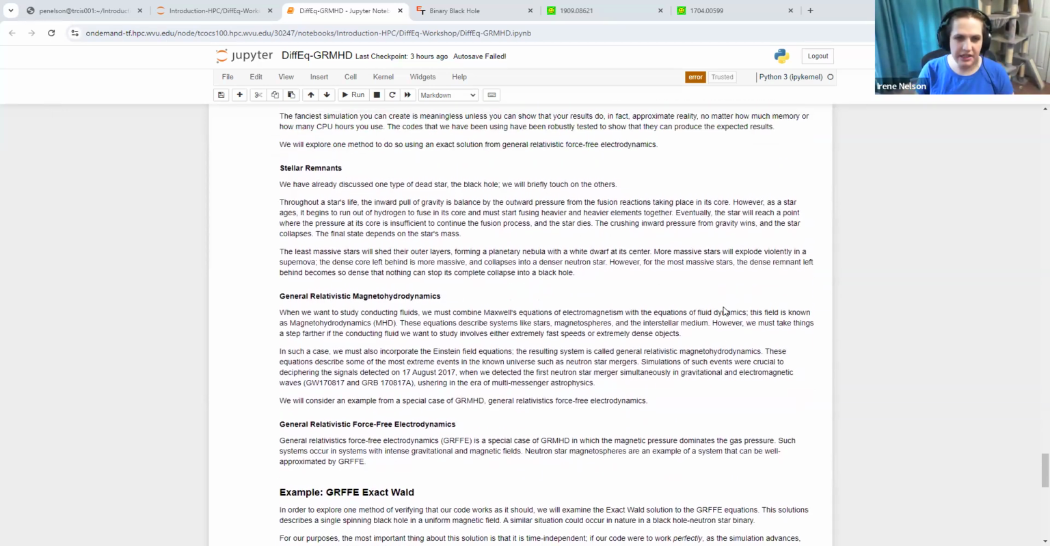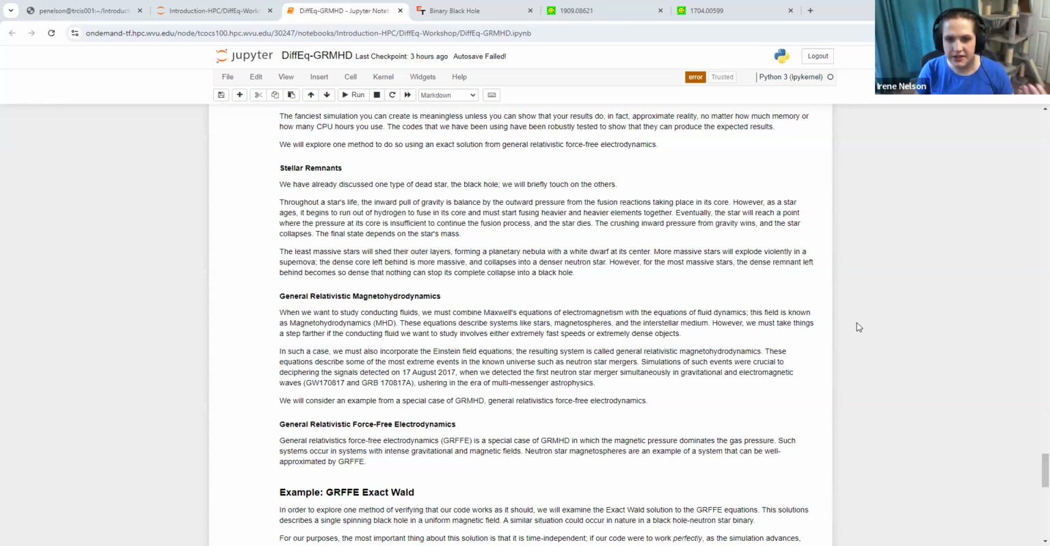So, a brief aside: stellar remnants. The black holes we've been discussing are one type of dead star, where the mass is all concentrated in a singularity, and the gravitational field is so intense that there's some radius where light itself cannot escape from the black hole.